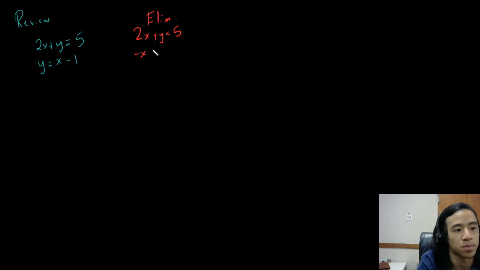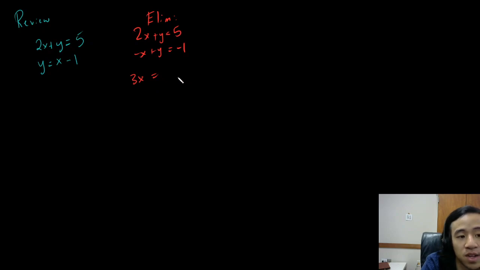So what I'm actually going to do is subtract x from both sides on the second one. I'm going to rewrite the first one here, and then I'll have negative x plus y equals negative 1. Now you have to eliminate one of the variables by either adding or subtracting. I'm going to subtract the second one from the first one. So 2x minus negative x is 3x. Y minus y is 0. And then here I get 5 minus negative 1, which is 6. Solve for x, you get x equals 2.